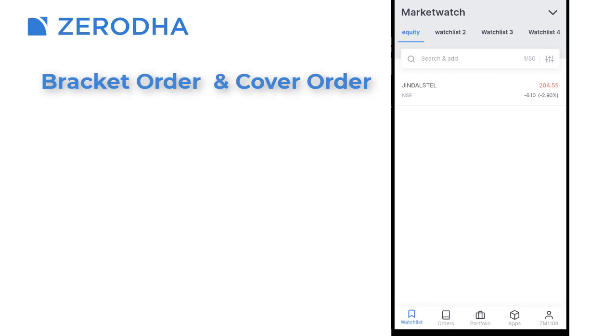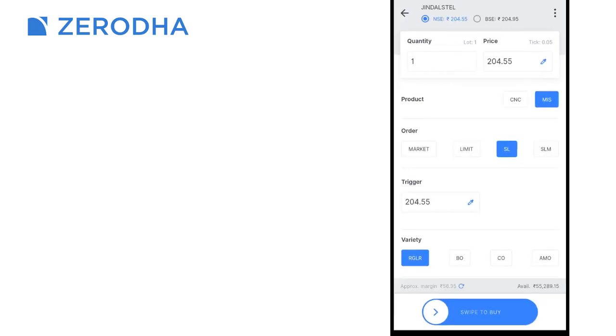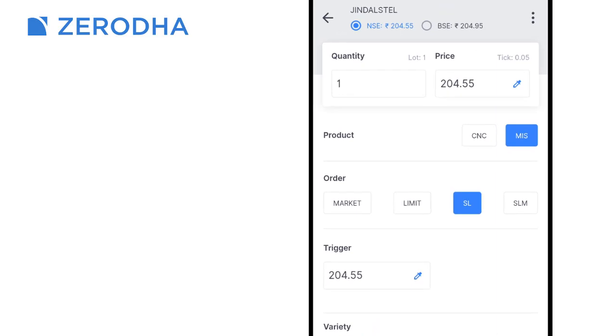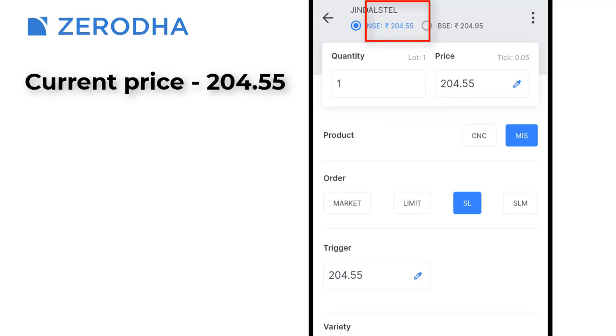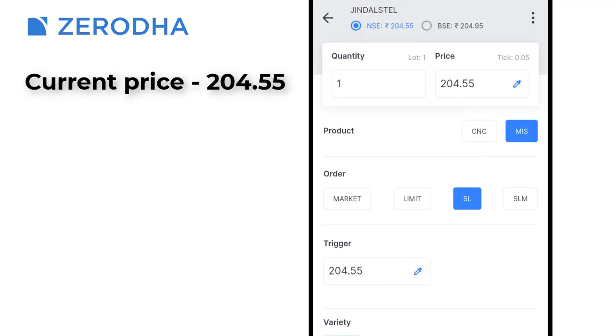And to understand it, now let's go to the Zerodha order box. So right now we are using Jindal Steel, and the price is 204.55. That is the current price. Below that, you are seeing CNC and MIS. So CNC, cash and carry. If you want to go for a delivery order, like you want to place a trade and keep it for a long time period, then it's CNC.